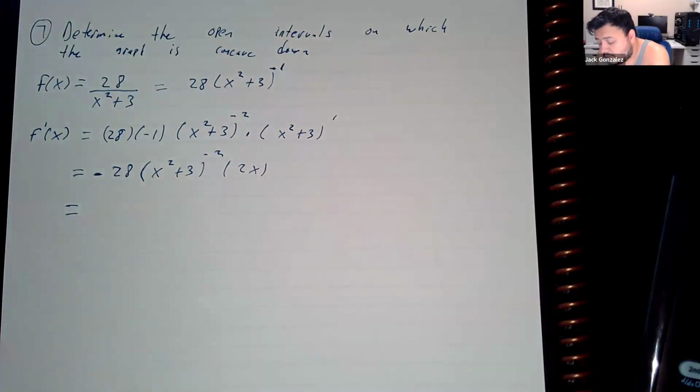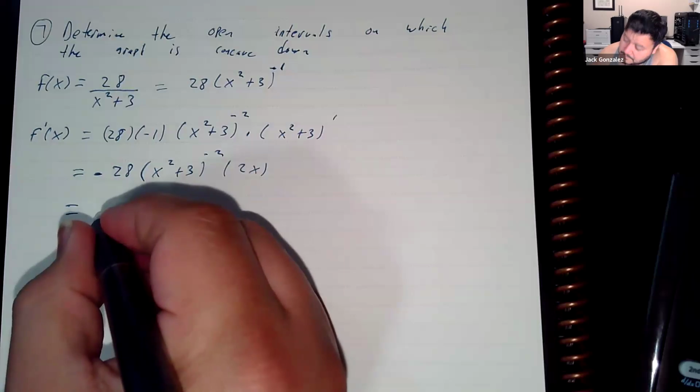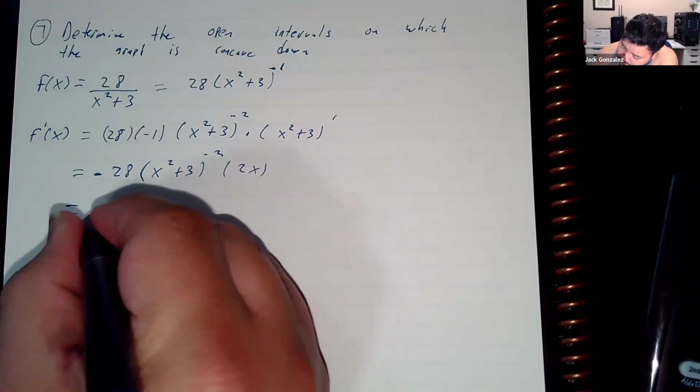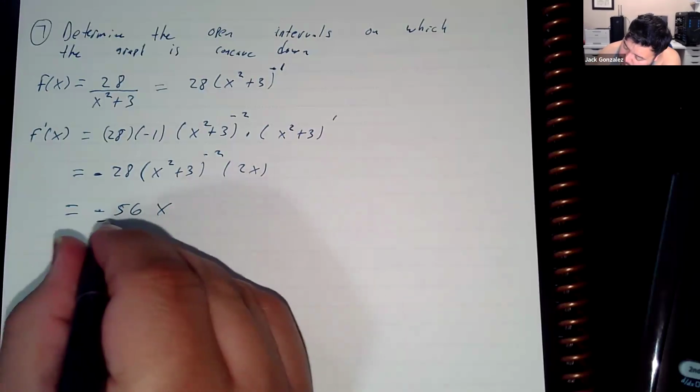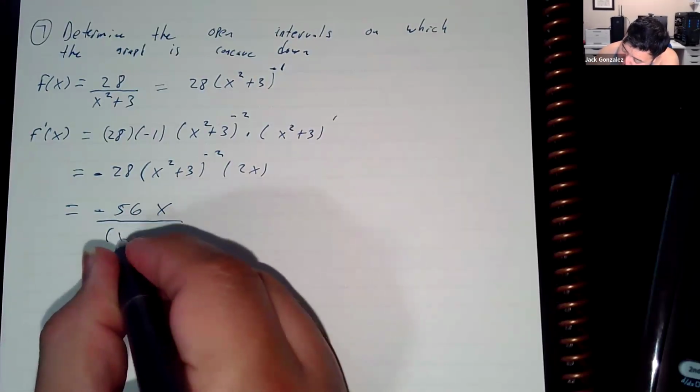Okay, so that's the derivative. The 2x times, what's 2 times 28? 56, is that right? Yeah, pretty sure. Now I'm going to bring this back down and we're done.